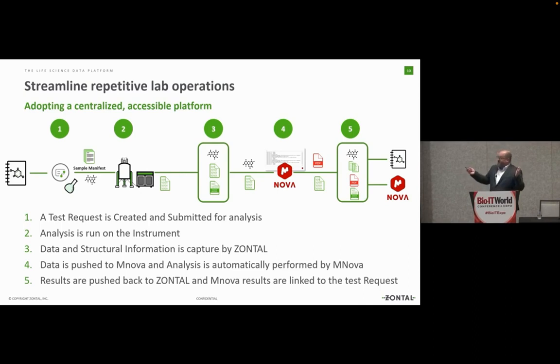And everything is in one, so people can look at that inside ZONTAL, or they can look at it because we send it back into the ELN system, into the experiment where it came from.